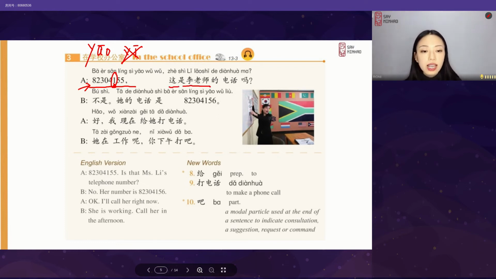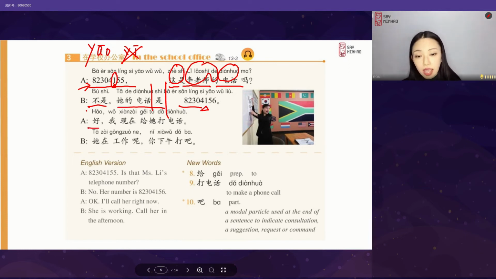And 这是李老师的电话吗？Is this Teacher Li's telephone? So actually, we can see here, 电话 doesn't only mean the phone, it also means the phone number. Okay, and B answered, 不是 no. 他的电话是 his telephone number is 82304156 again, okay, 1. And A said, 好 okay, 我现在给他打电话 I will call him right now. 现在给他打电话 call him right now. 现在 now. 给 someone 打电话 This is the structure we just learned.